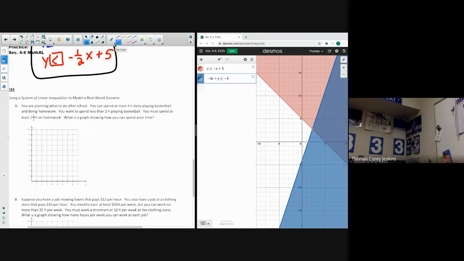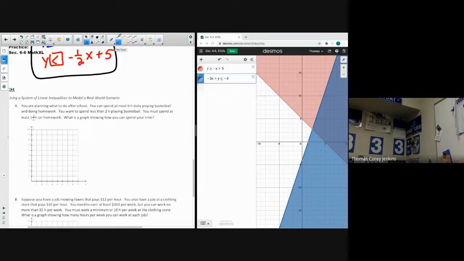Okay, so let's start by just reading the prompt. It says, you are planning what to do after school. You can spend at most 6 hours daily playing basketball and doing homework. You want to spend less than 2 hours playing basketball. You must spend at least an hour and a half on homework. We want a graph that shows all of this.